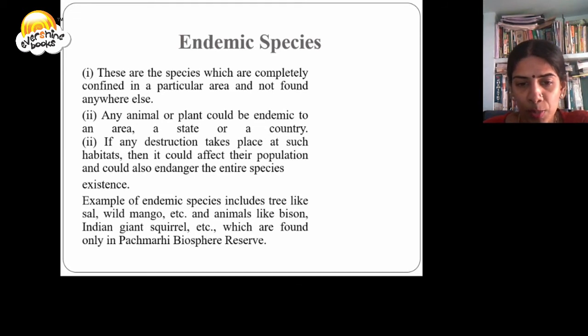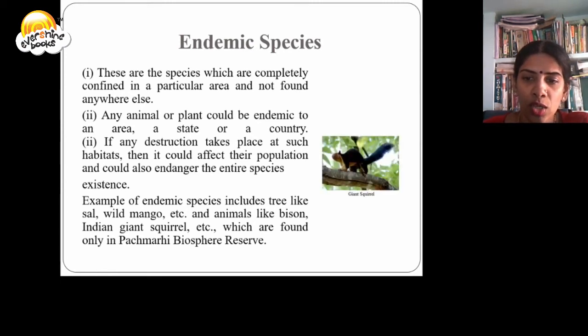Examples of endemic species include trees like sal, wild mango, etc. Animals like bison, Indian giant squirrel, etc. These are found only in Pachmarhi Biosphere Reserve. It's a giant squirrel. It is seen only in Pachmarhi Biosphere Reserve. We call this an endemic species because it is seen only in that particular Biosphere Reserve.